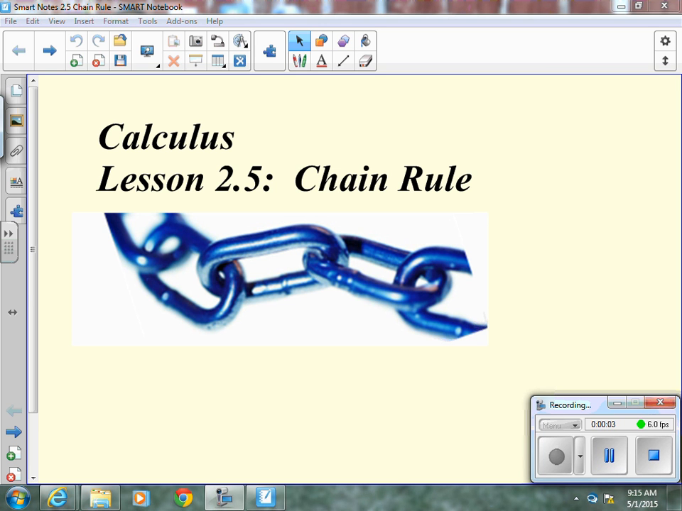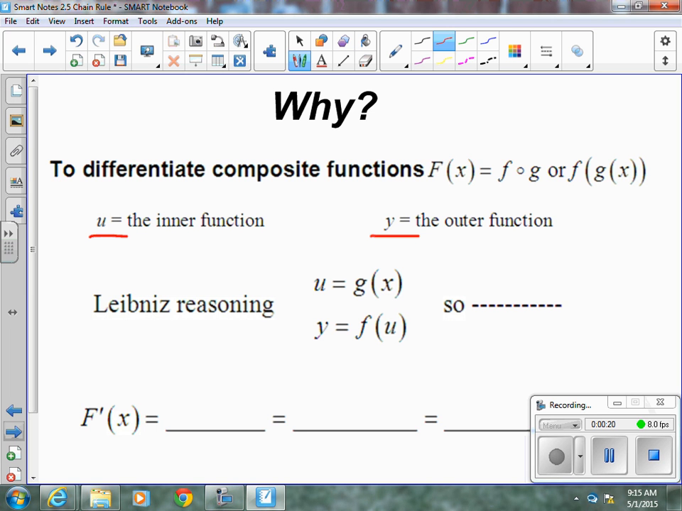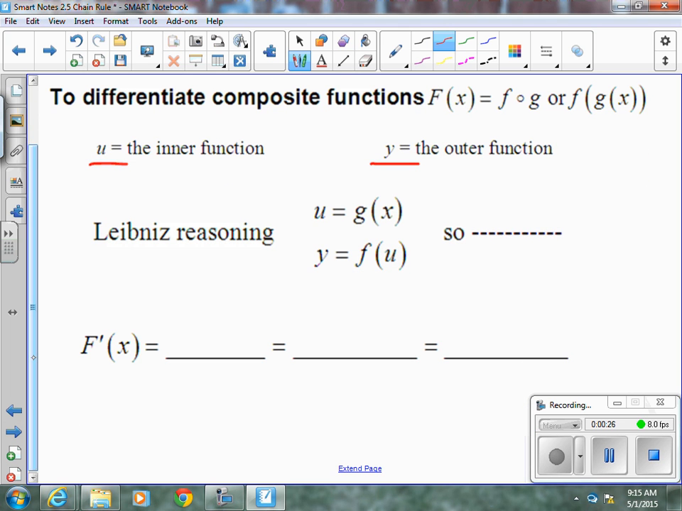Yesterday we learned trig derivatives. Today we are going to talk about the chain rule, which is how you derive functions that look like composite functions. So things that have a function plugged into another function. They refer to u as the inner function, and y, the outer function, has u in it. So u is g of x, y is f of u, because this u is inside of f. So how do you find the derivative?